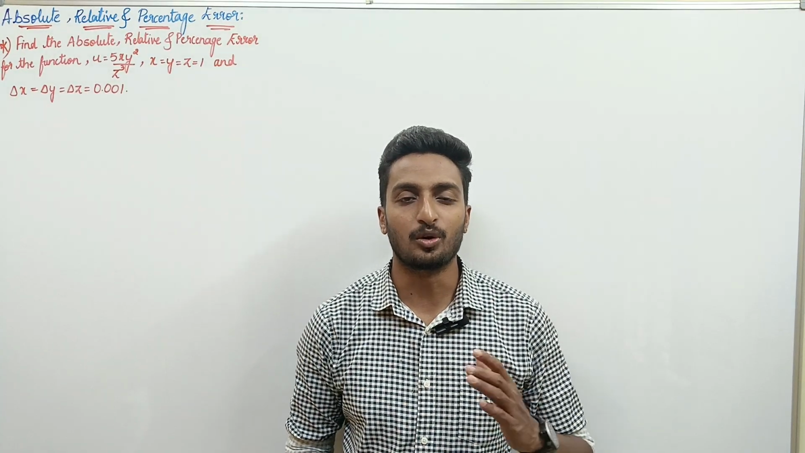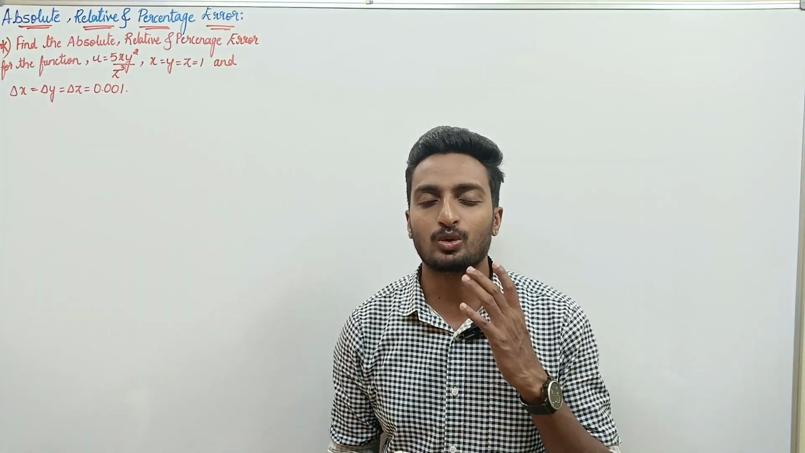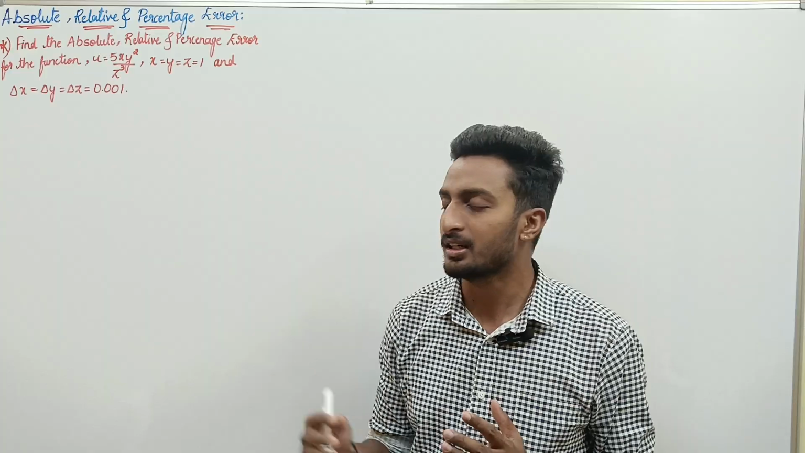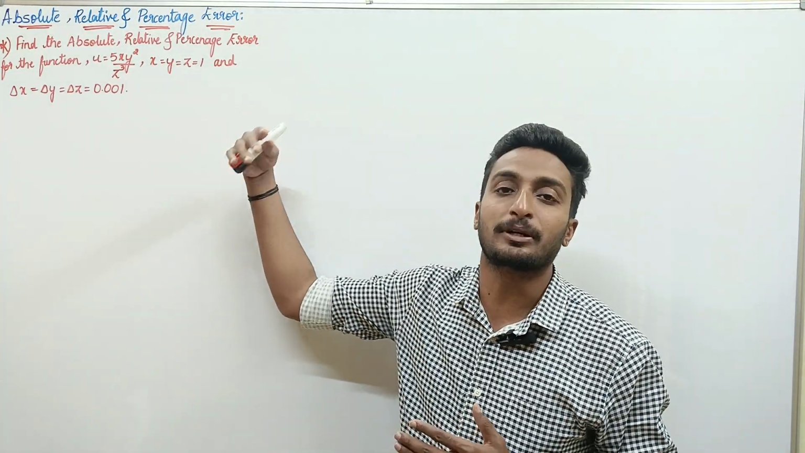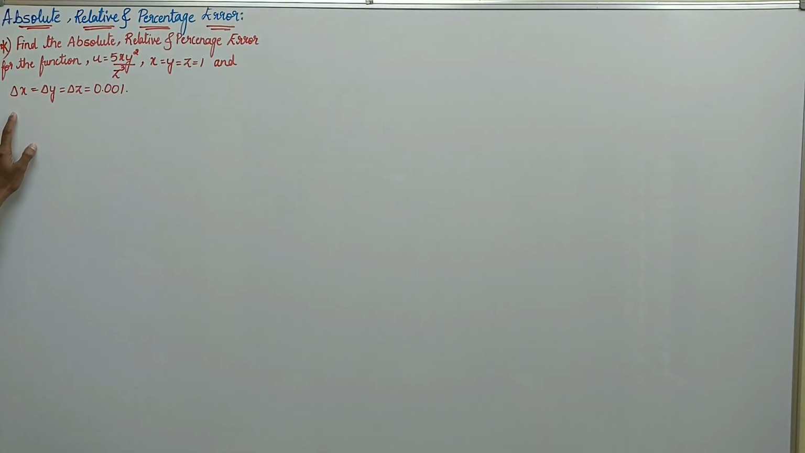Today we are going to learn how to solve the problem on absolute error, relative error and percentage error. How to represent the given function and define absolute, relative and percentage error. We are going to learn step by step considering the function with respect to the terms, that is x equal to y equal to z equal to 1 and del x, del y, del z equal to 0.01. First, let us represent the given solution.